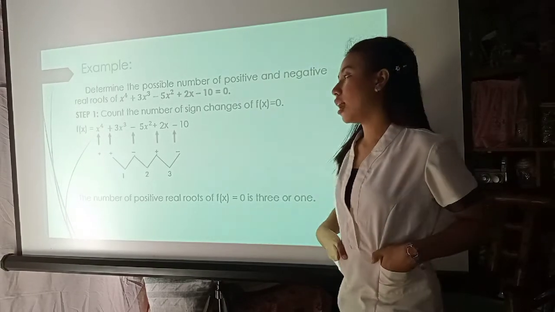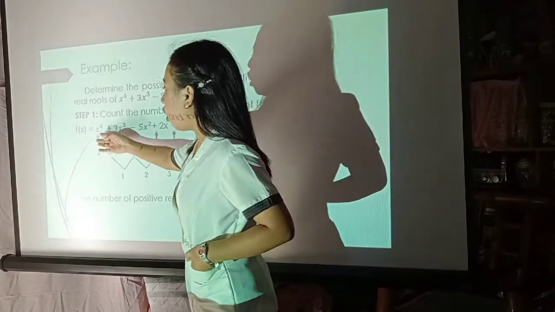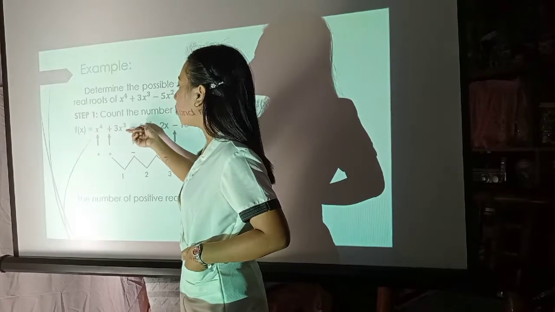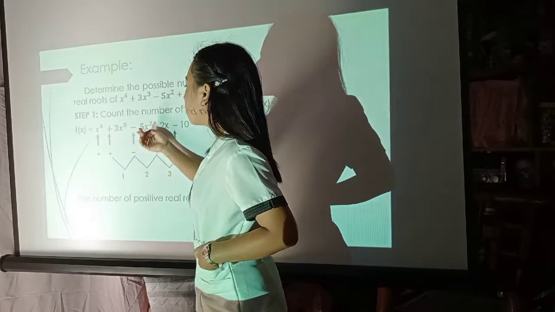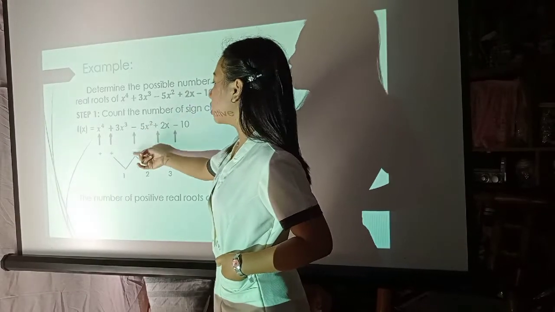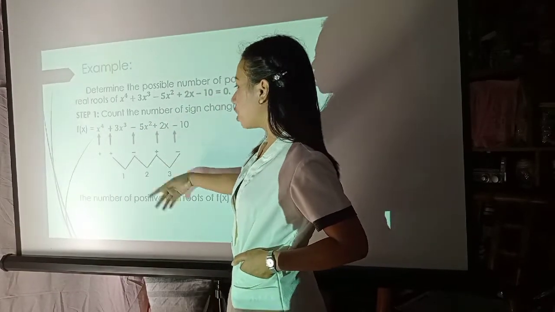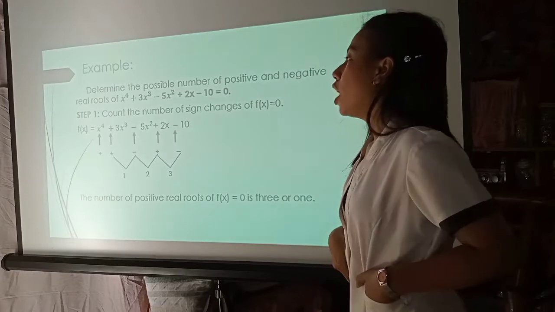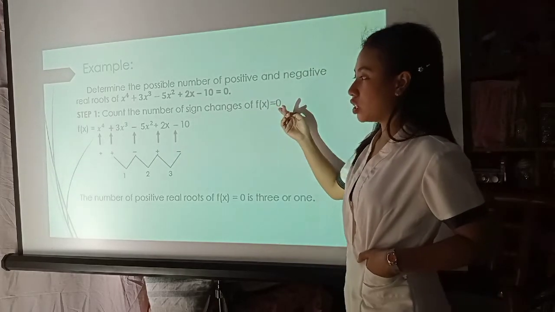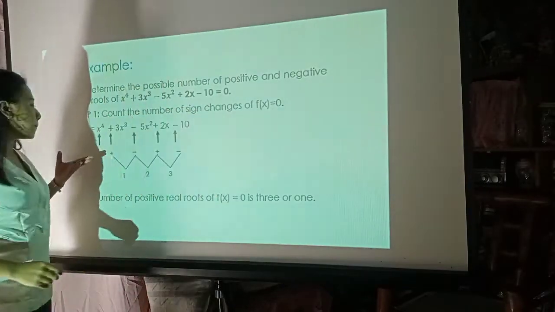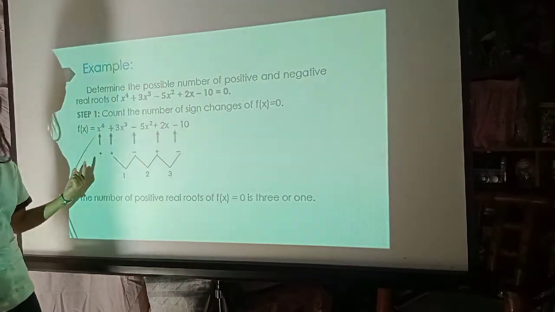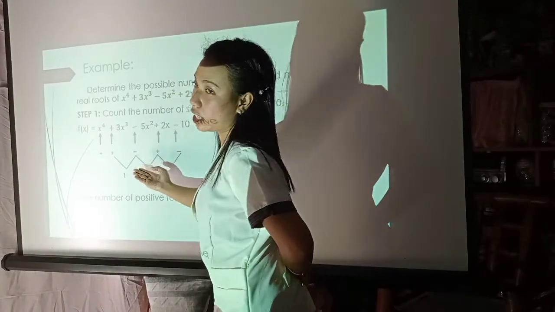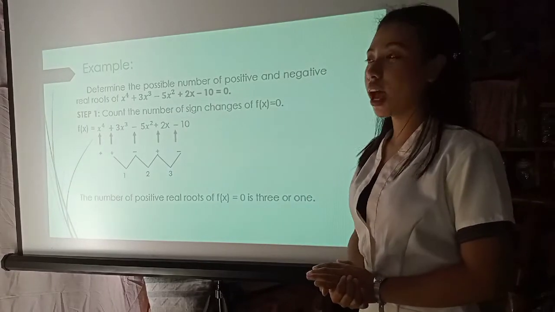minus 10. And then the sign of x raised to 4 is positive, and the sign of 3x cubed is positive, and the sign of negative 5x squared is negative, and the sign of 2x is positive, and the sign of negative 10 is negative. So, to count the number of sign changes, here, positive and positive, then it is not counted. From positive to negative, then there is one sign change.